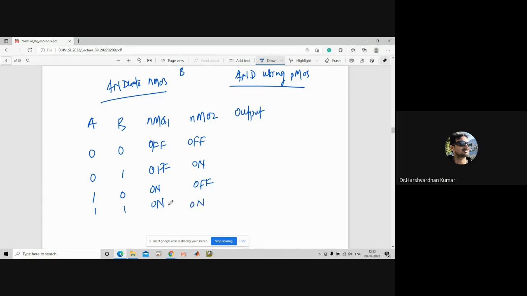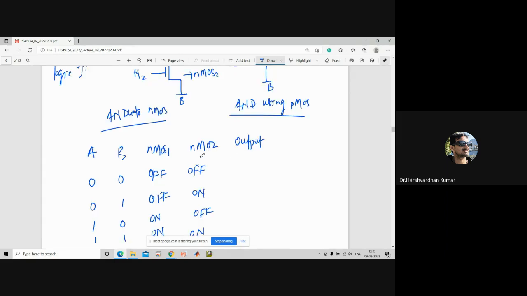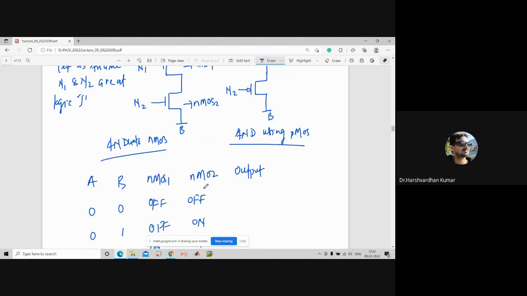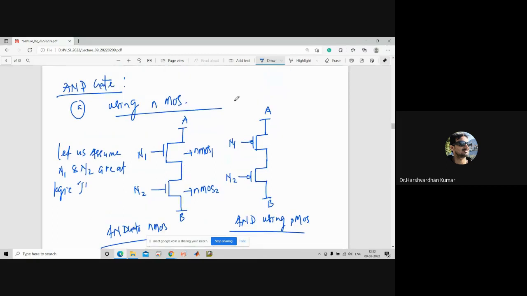But what will be the output in this case? If both transistors are off, then definitely it will be at logic 0. No problem. Okay, let us say A is equal to 1 and B is equal to 0, then in that case, NMOS 1 will be turned on and NMOS 2 will be off. So the circuit will be incomplete.